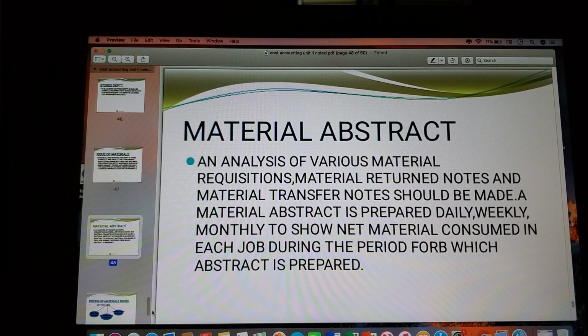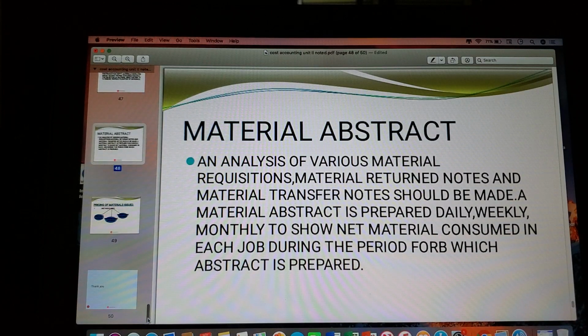Material abstract. An analysis of various material requisitions, material returned notes, and material transfer notes should be made. A material abstract is prepared daily, weekly, or monthly to show net material consumed in each job during the period for which the abstract is prepared.